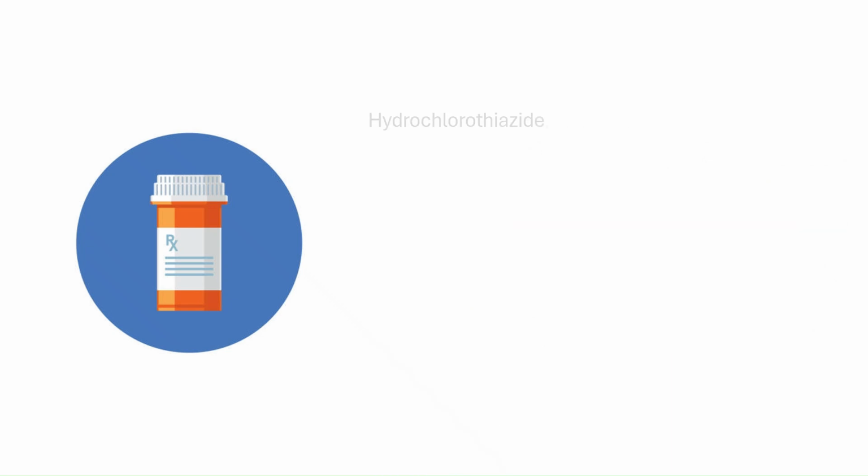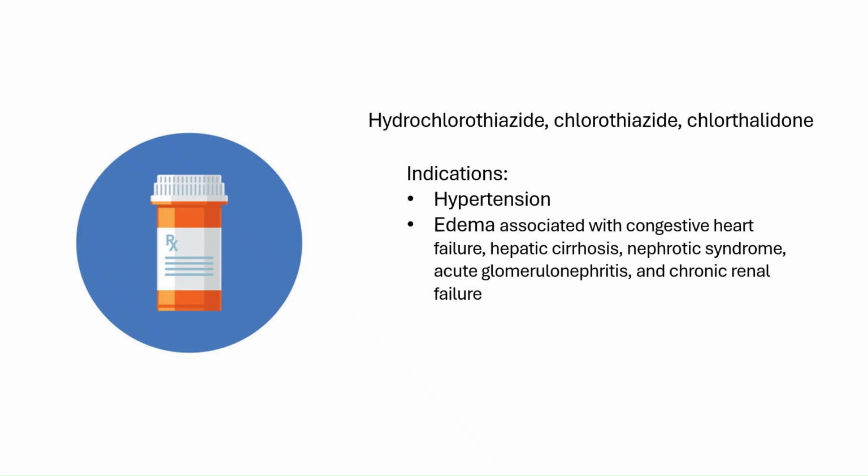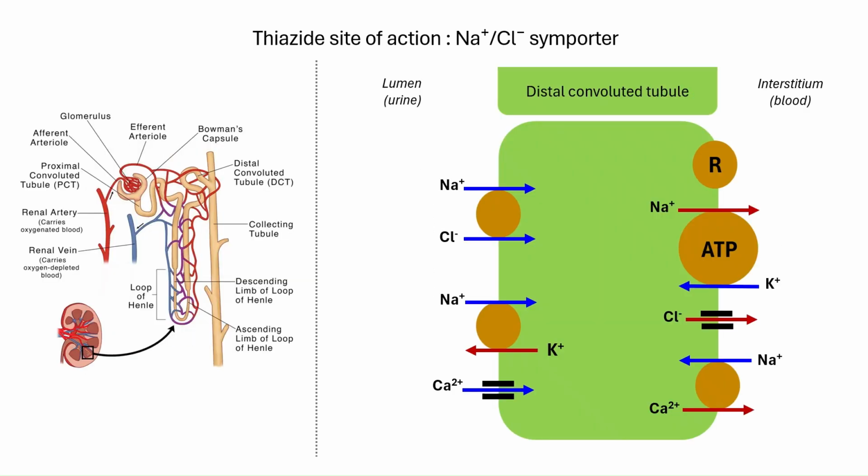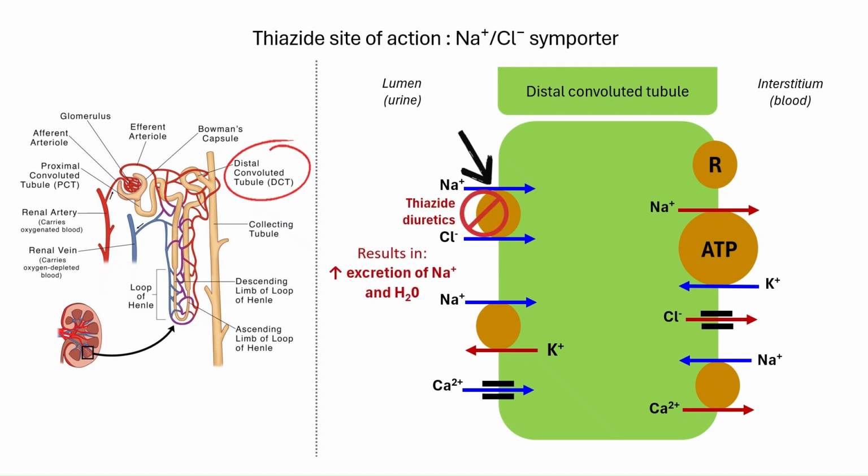Thiazide diuretics, like hydrochlorothiazide and chlorthalidone, are commonly prescribed to treat high blood pressure and fluid overload. They work in the distal convoluted tubule of the nephron, where they block the sodium chloride importer, leading to increased excretion of sodium and water. This promotes diuresis and helps lower blood pressure. But there's a catch.